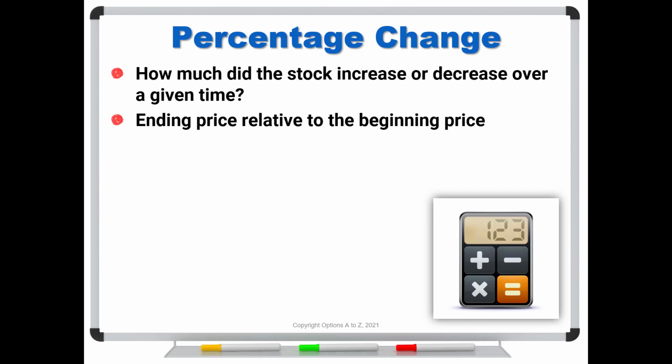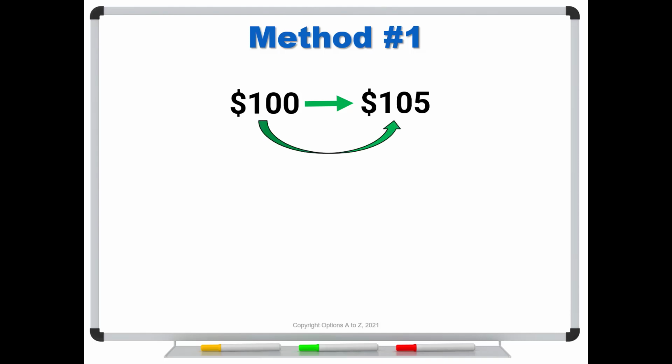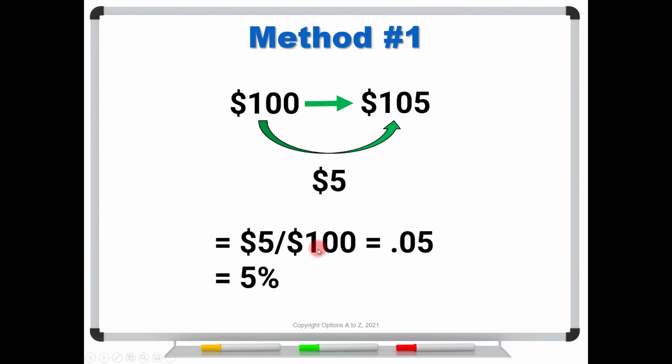There are really two methods you would have to use if you were doing this by hand. Method number one: let's say the stock goes from 100 to 105 over some time period, maybe the past month. The first thing you're going to say is, how big is this move? Well, it's a $5 move. We just subtract those out. But now we have to take the $5 difference divided by the beginning price. Remember, it's ending price relative to the beginning. So it's a $5 difference divided by 100, which gives us 0.05. We multiply by 100, and that is 5%. Fairly simple. I think everybody knows how to do a percentage change.